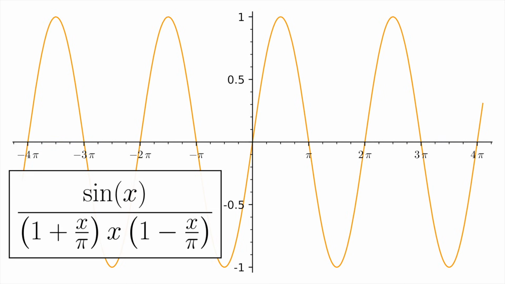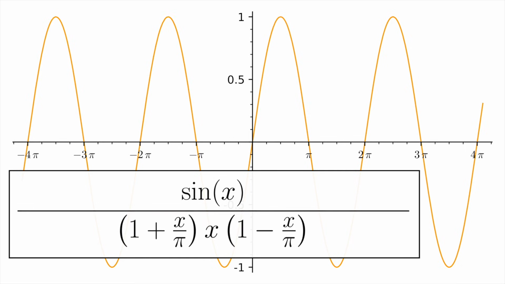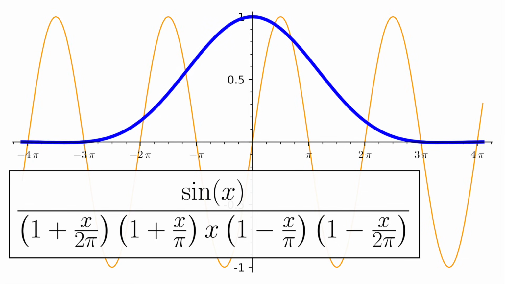Let's take this a step further. And now let's factor out the linear term corresponding to the zeros at 2 pi and minus 2 pi, which means that I'm now also dividing by 1 minus x over 2 pi and 1 plus x over 2 pi. And again, in the graph, you can see that we've successfully plucked off 2 more zeros, here and here.